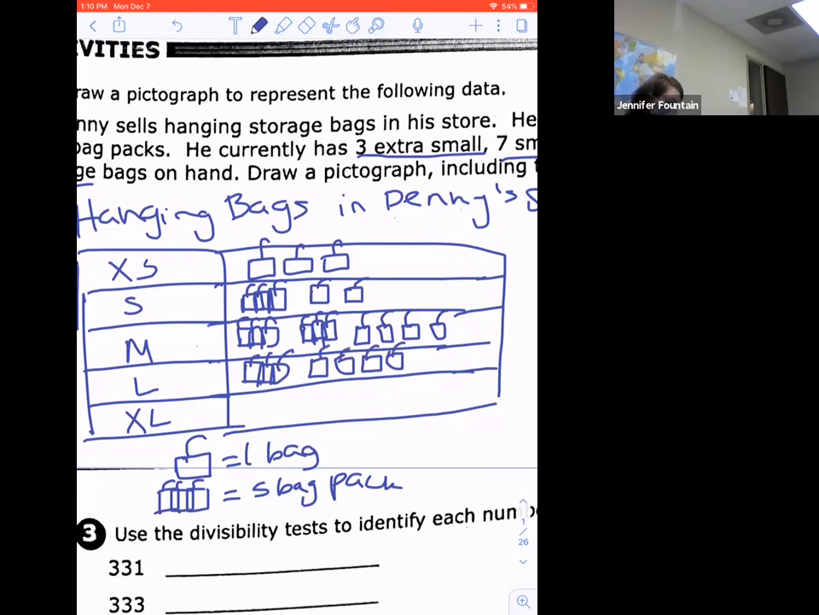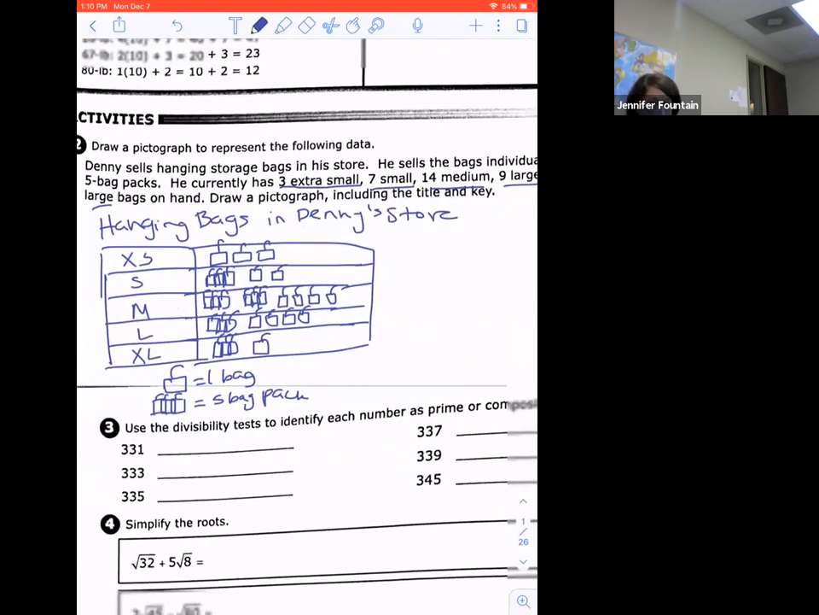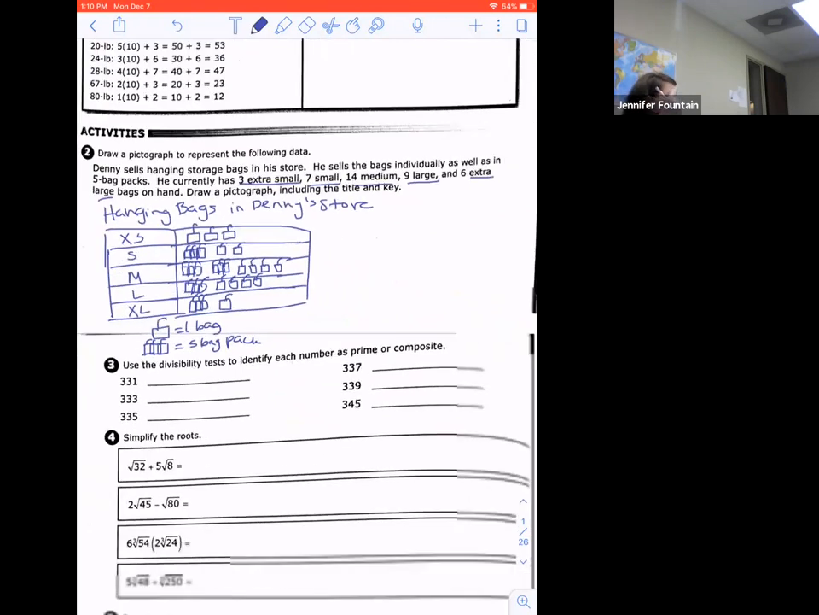And then our last one, extra large, six extra large bags. So how many multiples do we need? One. One multiple and one single. Good.